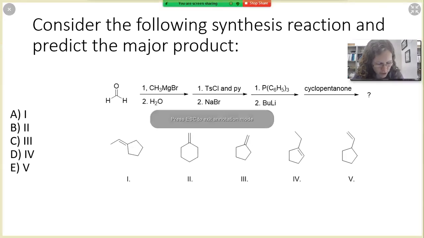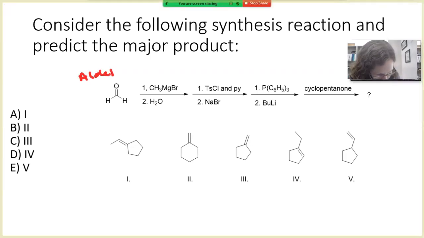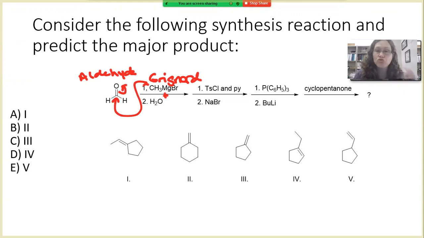So we're starting with an aldehyde. And our first reaction is the Grignard reaction. So we know that the Grignard reaction adds carbon-to-carbon bonds. So if we wanted to visualize this, it's like having a negatively charged carbon, and that's going to come around and attack. Okay, so we have a strong nucleophile coming in to attack.